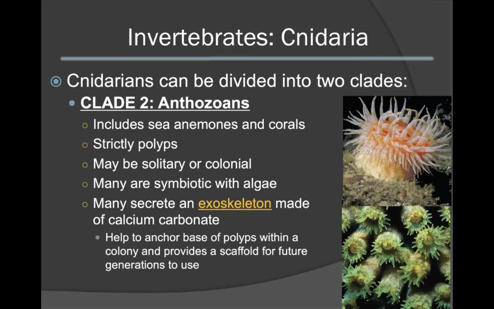However, this exoskeleton is not typical of what we see in other arthropods, for instance. In anthozoans, this exoskeleton instead is made of calcium carbonate. This is important in helping to anchor the base of the polyps within a colony, and it also provides a scaffold or lattice structure for future generations to use.